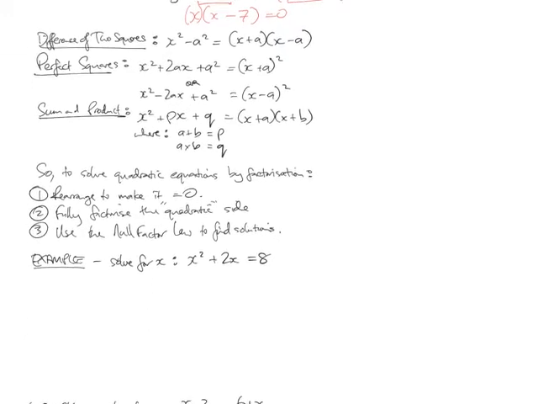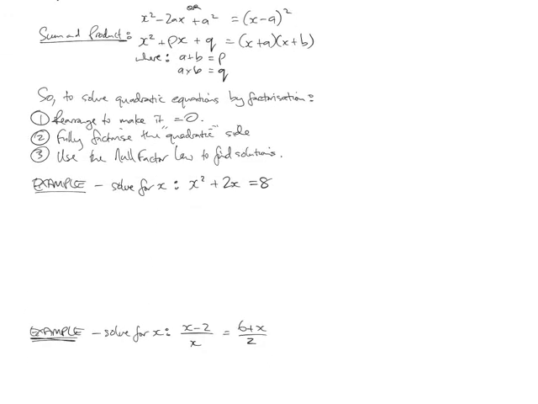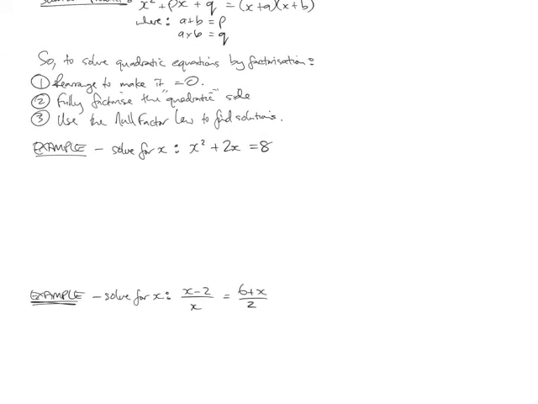So, to solve quadratic equations using factorization and the Null Factor Law, firstly you need to rearrange the equation to make it equal 0. Then you need to fully factorize the quadratic side of the equation, like I showed in the previous video. Then use the Null Factor Law to find solutions, and that's where either of the terms that are multiplied together can equal 0.